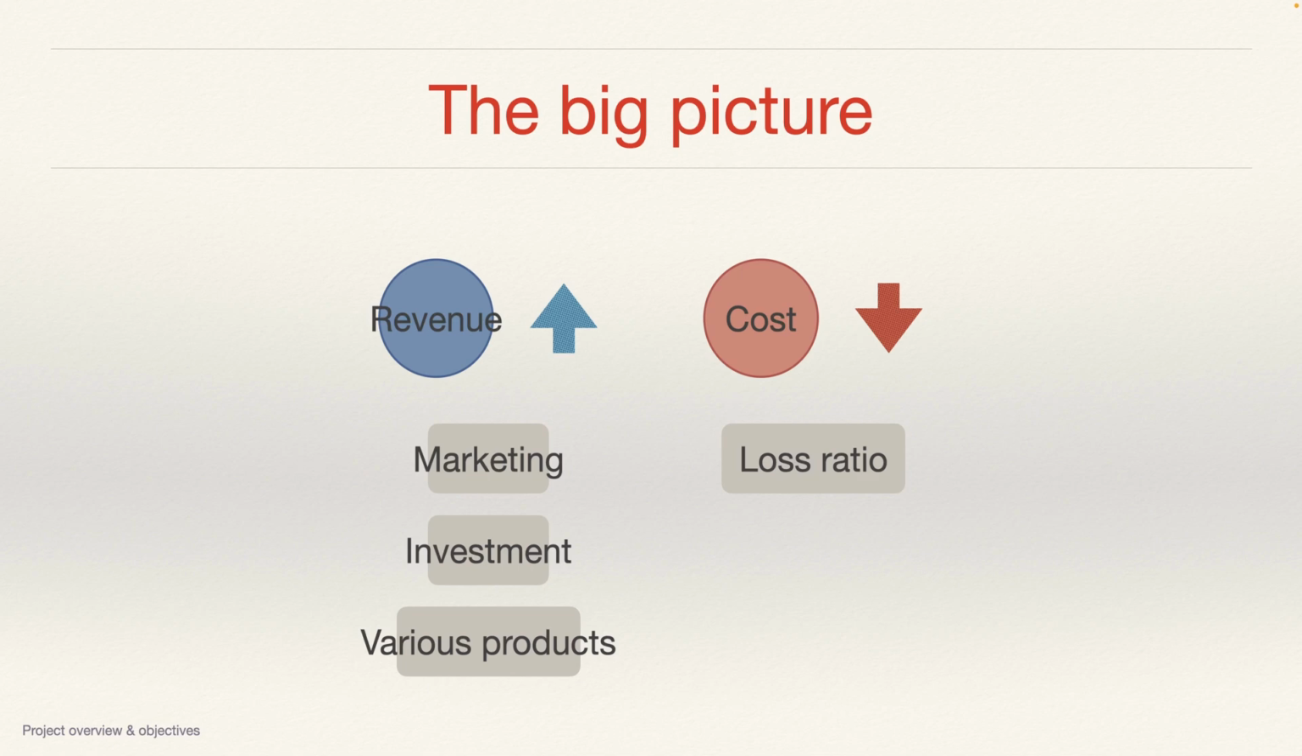Now, while increasing revenue is important, cutting costs is also critical. This is where the loss ratio comes into play. The loss ratio measures how much insurers pay out in claims compared to the premiums they collect. For example, insurance companies would collect premiums from its customers, and for auto insurance, payouts for car accidents would contribute to the loss ratio. For homeowners insurance, it could be claims for fire damage.